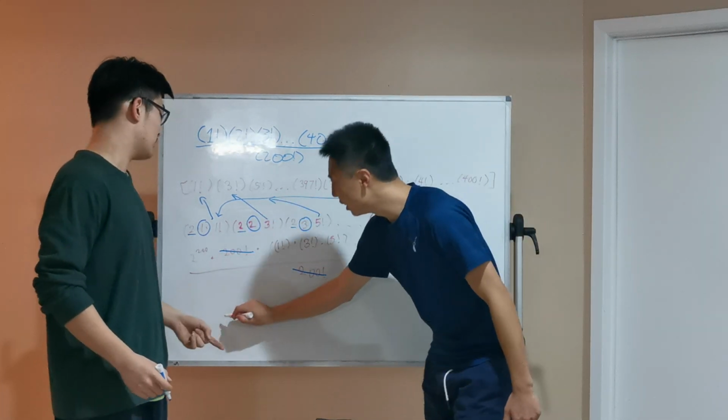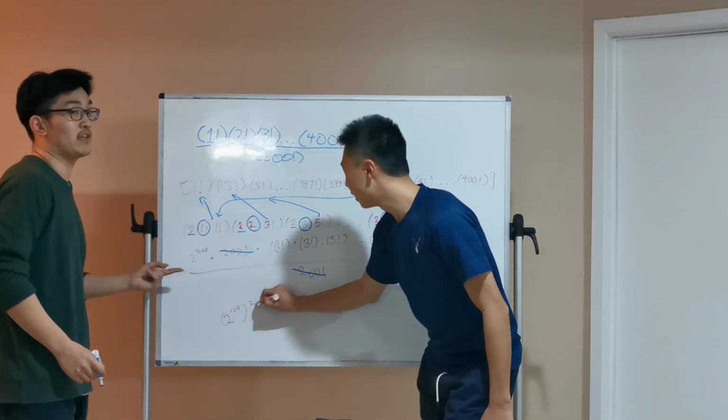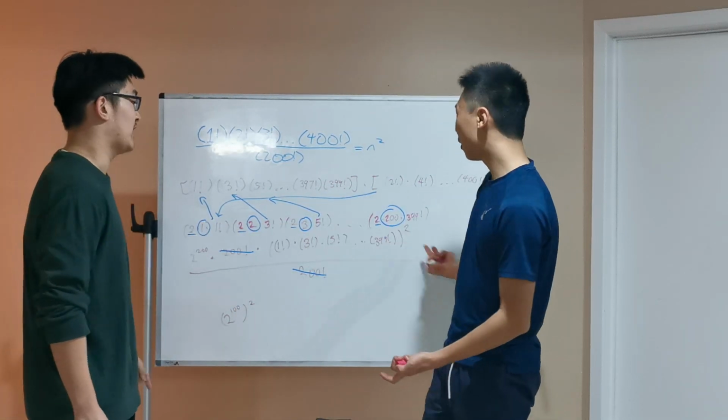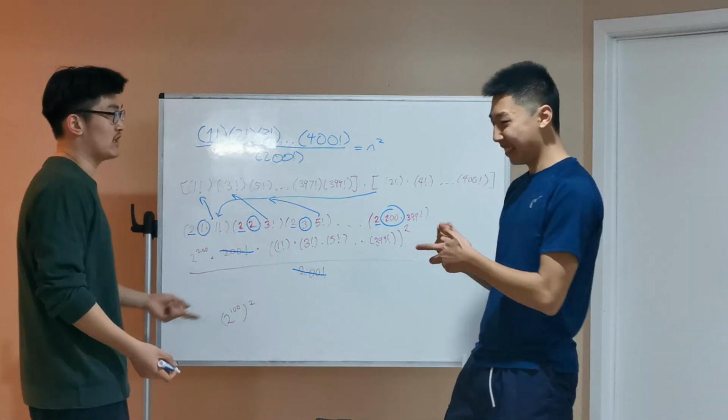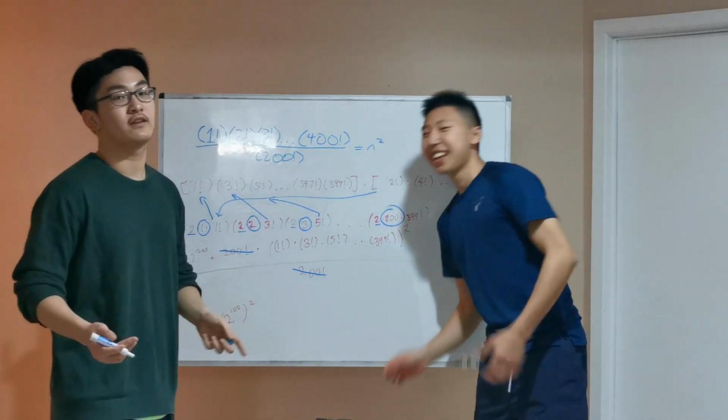It's 2 to the 100 squared. This can be written as a perfect square, multiplied by another square, which in turn proves that this entire term is a perfect square. Perfect.